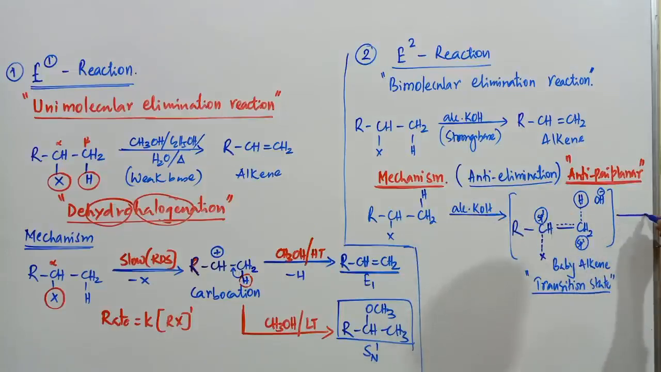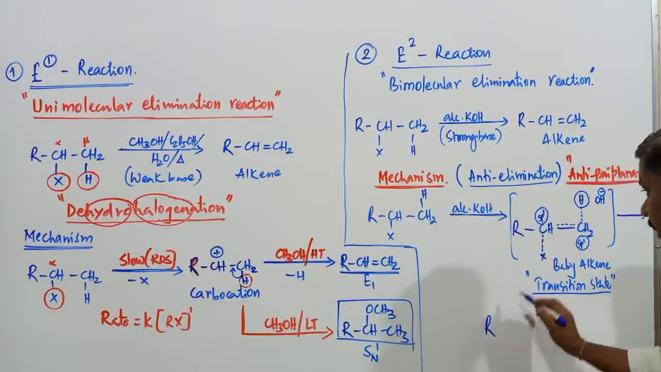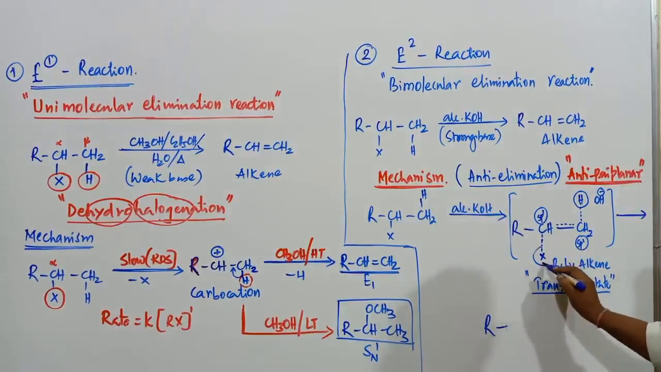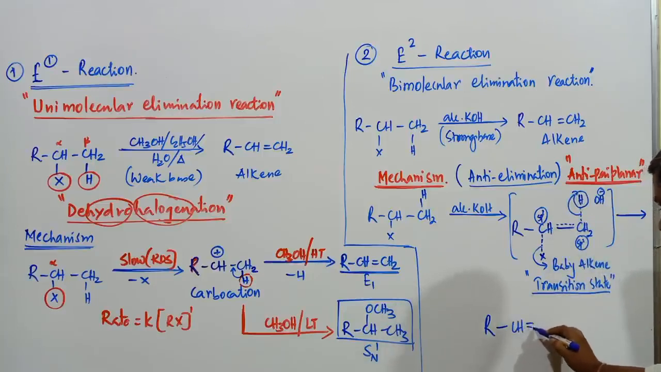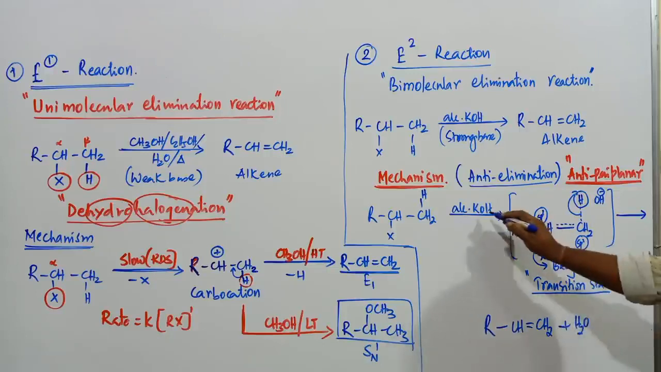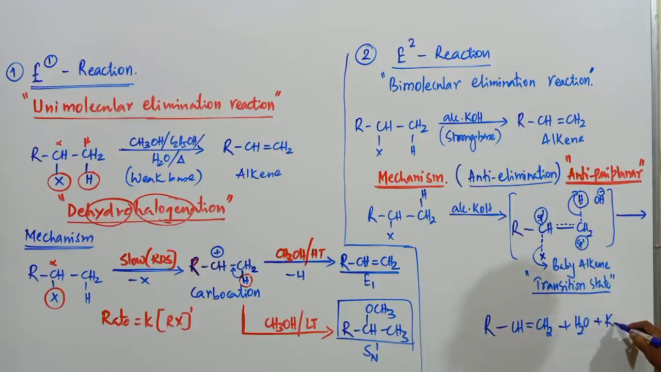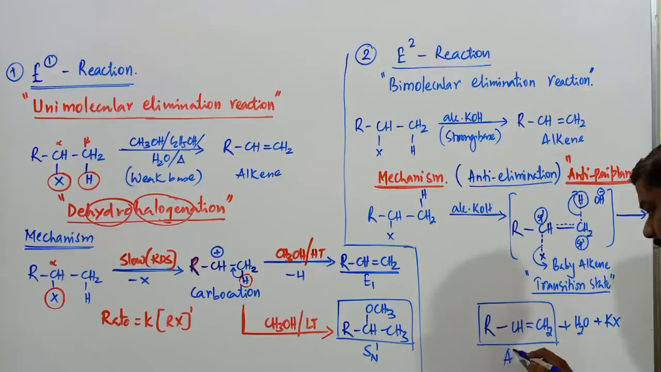Now what happens? Actually it is not a two-step reaction, it is only one step. Everything takes place in a single step. The next molecule is R. After the halogen is eliminated, this is also eliminated. Next one is CH double bond CH2 plus H2O, OH plus KX. Now this molecule is called an alkene compound.